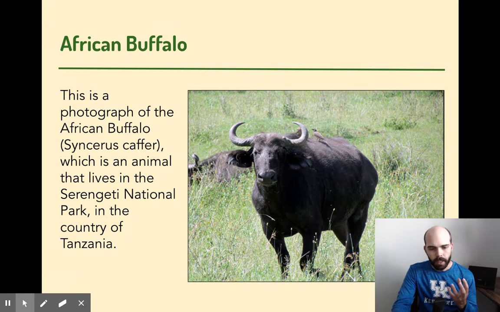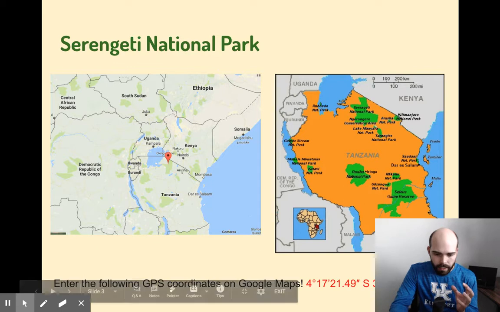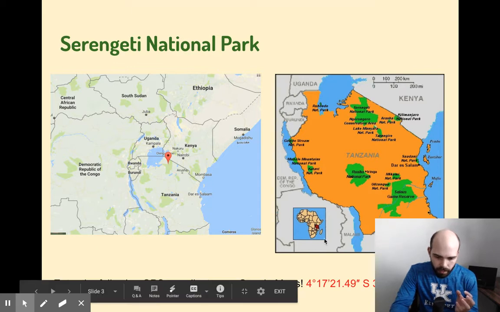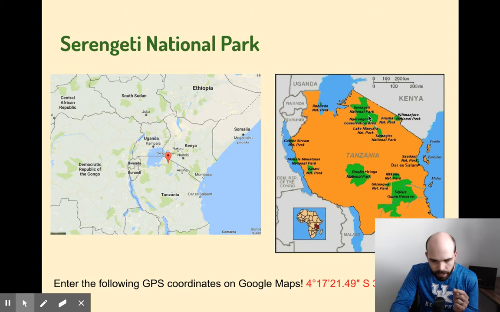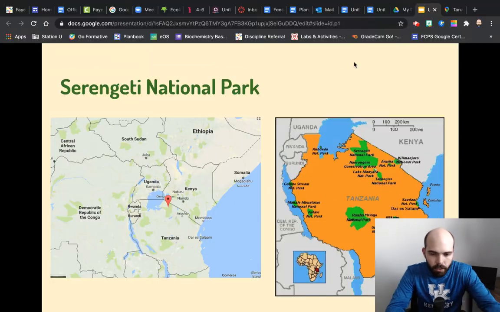But where is the Serengeti? So it's in the country of Tanzania. You can see it in the little tiny picture down here. You can see where Tanzania is at. And the Serengeti National Park is this kind of green space near the northern part of Tanzania. And it's really neat, if you go to Google Maps, you can actually see an aerial shot of the African buffalo that I'm talking about here. I'll show you very quickly.